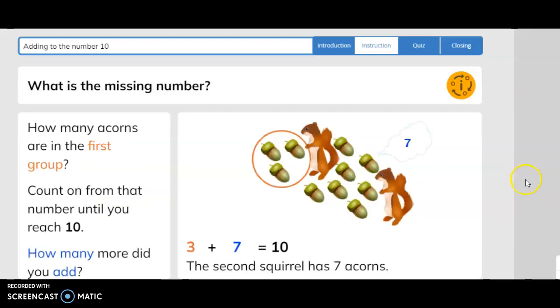What is the missing number? How many acorns are in the first group? Count on from that number until you reach 10. How many more did you add? 3 plus 7 equals 10. The second squirrel had 7 acorns.